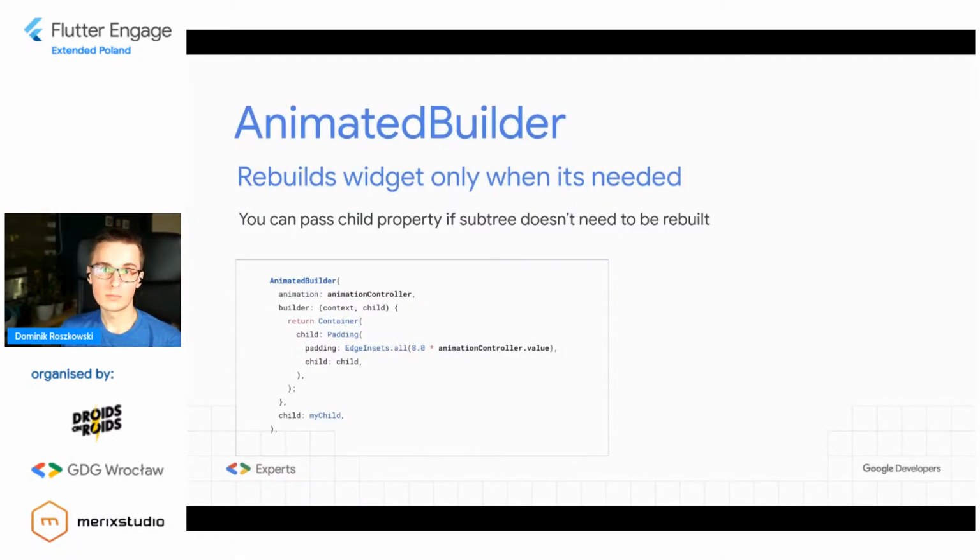So always when you use your animation controller, don't add listeners to animation controllers. This is what I've seen a lot, that people add listeners to animation controller and set state, but just use animated builder.